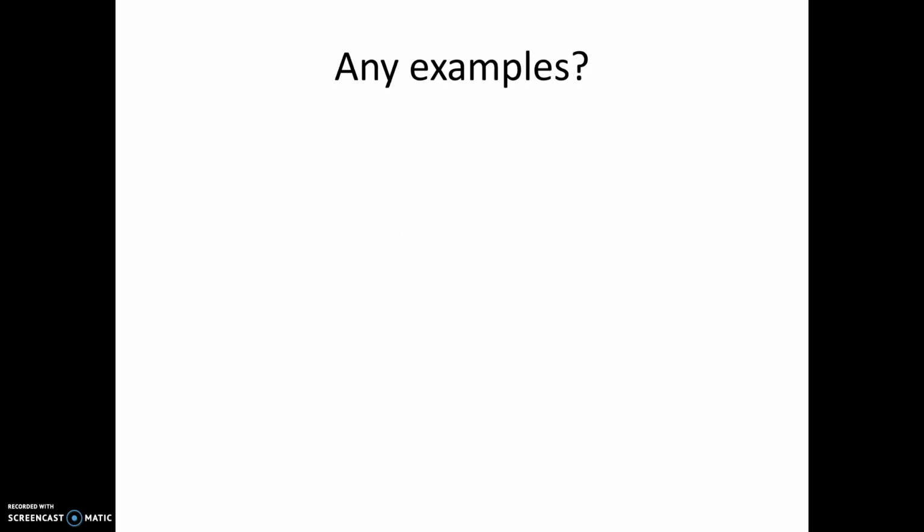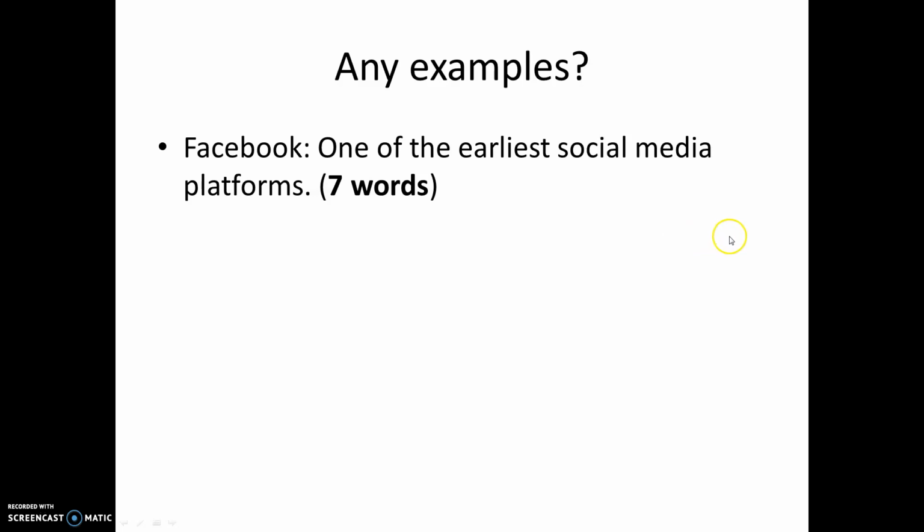Now, in terms of how it is done, I'm going to use the example of something called Facebook. Facebook: one of the earliest social media platforms. It's a social media platform. It was indeed one of the earliest. This is 7 words. This would be correct.